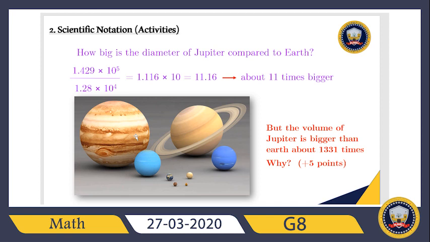Now, there is another question. One of you will answer it and you will get 5 plus points. I will look at the first one who answered it. The volume of Jupiter is bigger than the Earth about 1,331 times. Why? Here we said the diameter is bigger by 11 times, but the volume is bigger by 1,331. So basically what does this mean? It means you put 1,331 Earths next to each other to get the volume of Jupiter, which is big. The first one who answers this question will get plus 5 points.